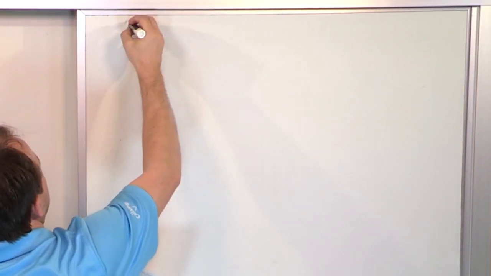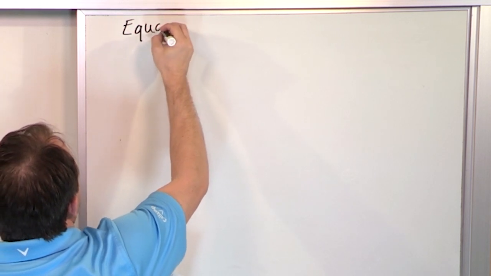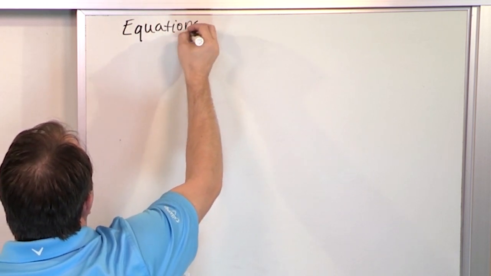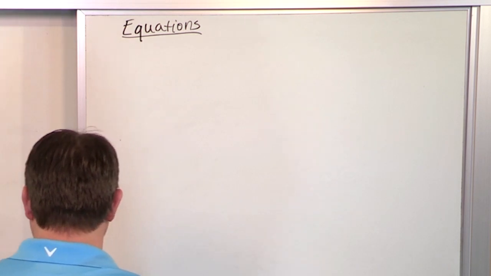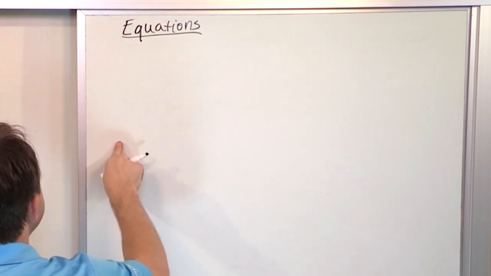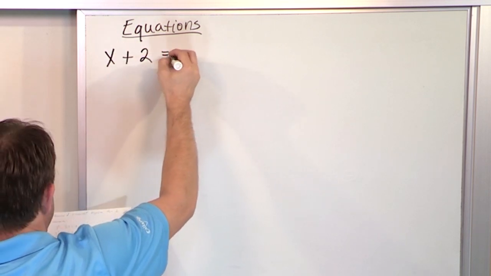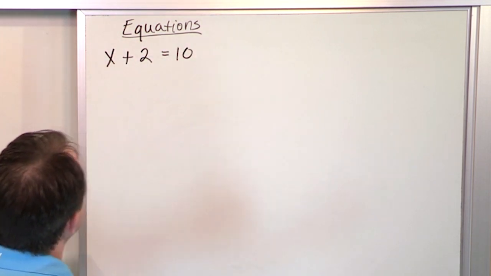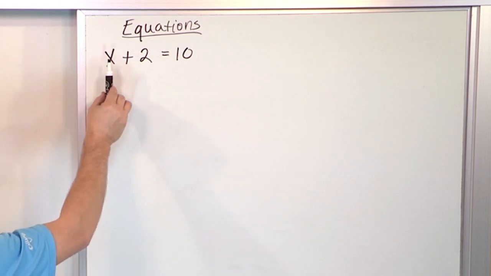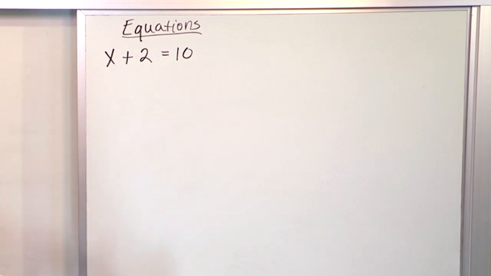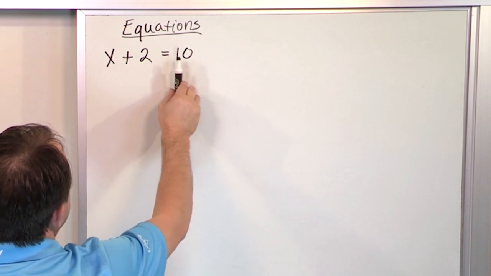Now I want to talk about the concept of equations. Probably one of the most important things you learn in algebra, and we're going to review how to solve simple equations here. X plus 2 is equal to 10. What it means is we need to figure out for ourselves what value of x must be true so that when you add the number 2 to it, you get 10.